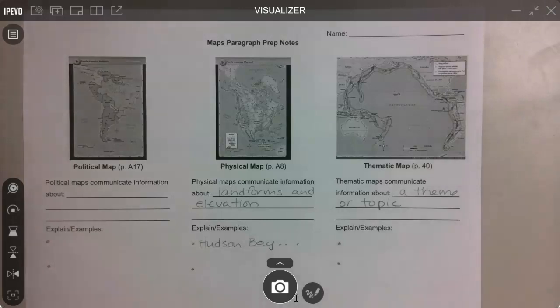There's not one right answer. No two paragraphs are going to be the same. As long as you are helping the reader understand the different kinds of information that these maps can communicate, you are doing it right. All right, good luck. Next step is to use this to create your plan, but you've done most of the hard work.